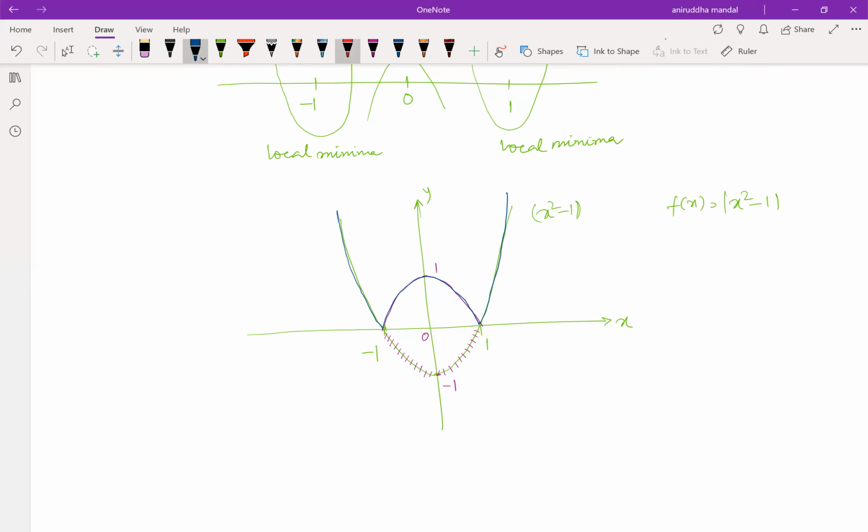So from the graph we can easily see that at points minus 1 and 1 there are two local minima, and at point 0 there is a local maxima.